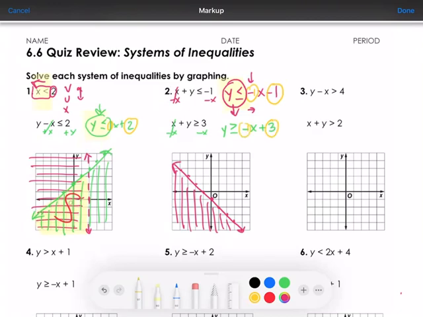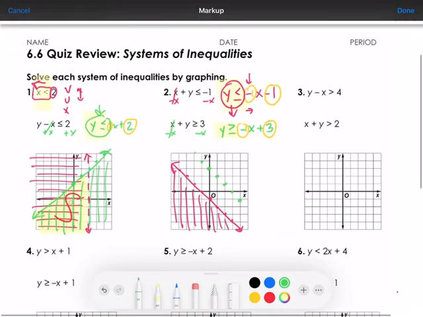My intercept is 3, and my slope is -1. I can already tell these are going to be parallel lines. So I put my starting point up here, go down 1 over 1, just like my first line. Because it's greater than or equal to, I'm going to have a solid line here. And since y is greater, I'm going to shade up.